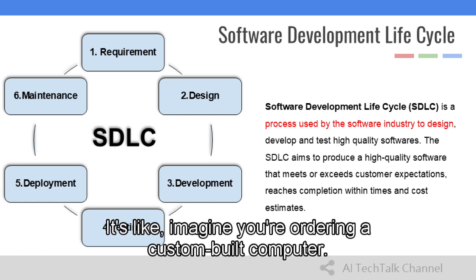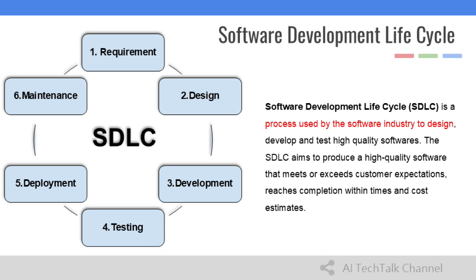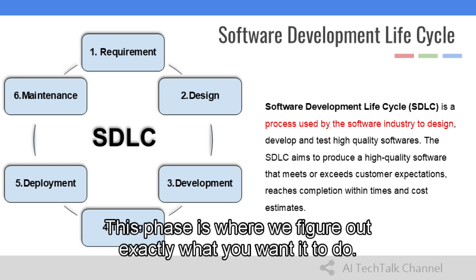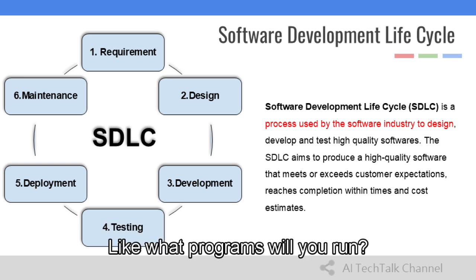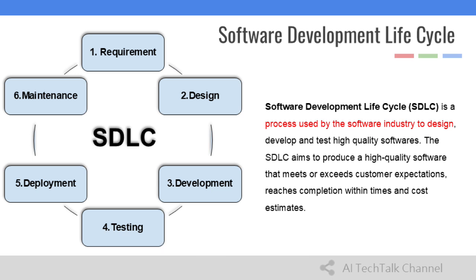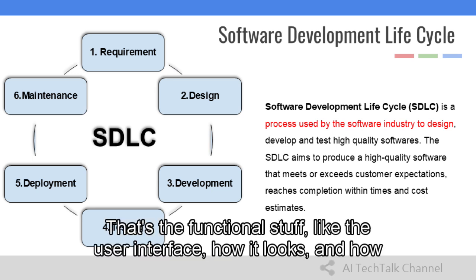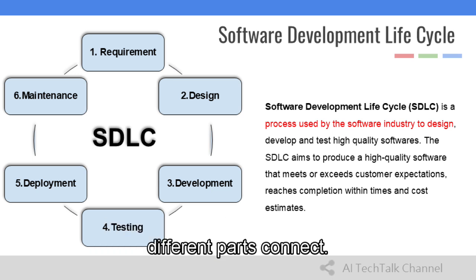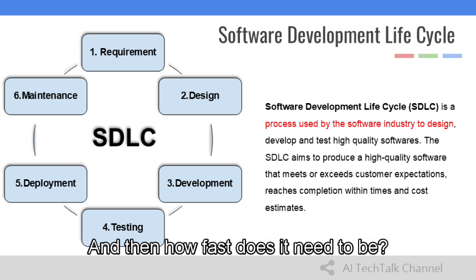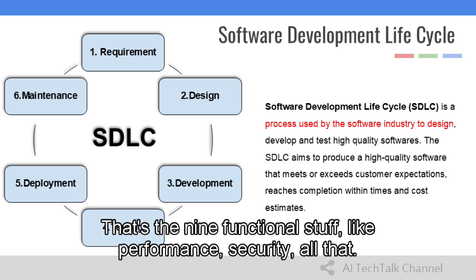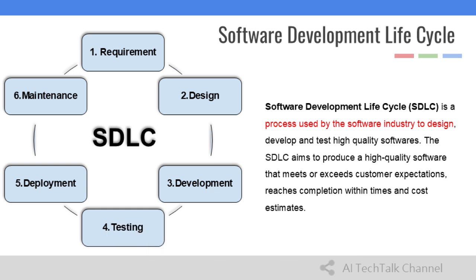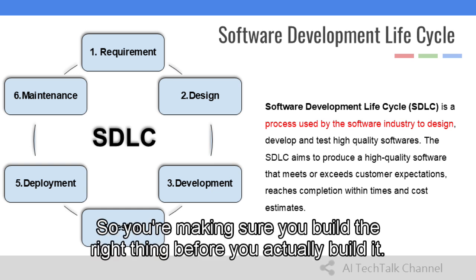It's like, imagine you're ordering a custom-built computer. This phase is where we figure out exactly what you want it to do. Like, what programs will you run? That's the functional stuff, like the user interface, how it looks, and how different parts connect. And then how fast does it need to be? How secure? That's the non-functional stuff, like performance, security, all of that. So you're making sure you build the right thing before you actually build it.